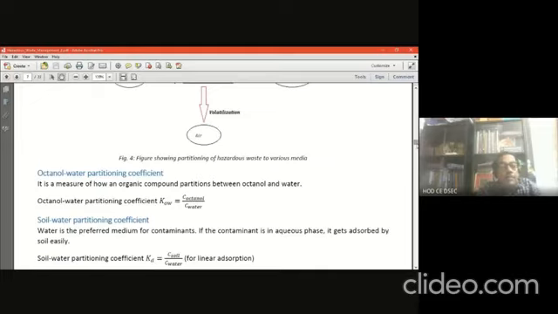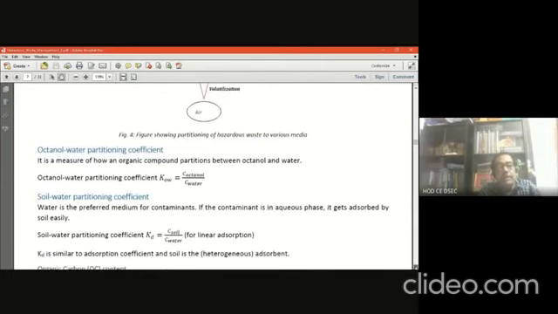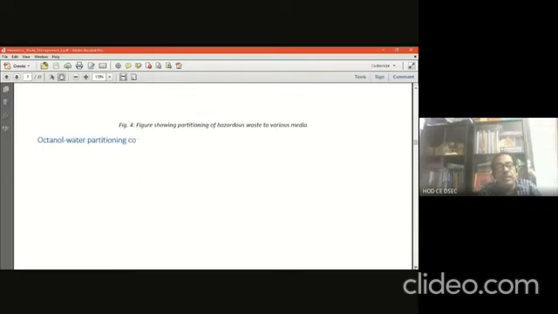Now, the octanol-water partitioning coefficient is a measure of how an organic compound partitions between octanol and water. The octanol-water partitioning coefficient, KOW, is equal to K octanol by K water. Similarly, for the soil-water partitioning coefficient, water is the preferred medium for contaminants. If the contaminant is in the aqueous phase, it gets absorbed by soil easily. This is partitioning between the soil and the water. So the soil-water partitioning coefficient is C soil by C water.